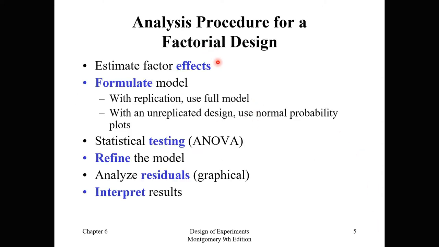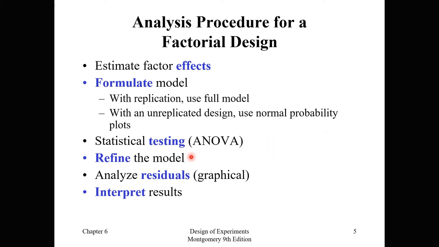So our primary goal is to estimate these factor effects. We're going to put together a model if we have replication. We're going to use the full model. For an unreplicated design, we are going to briefly just mention that you can use PP plots here. We're not even going to talk about how. Please see your textbook for more. We're going to do some statistical testing with ANOVA.